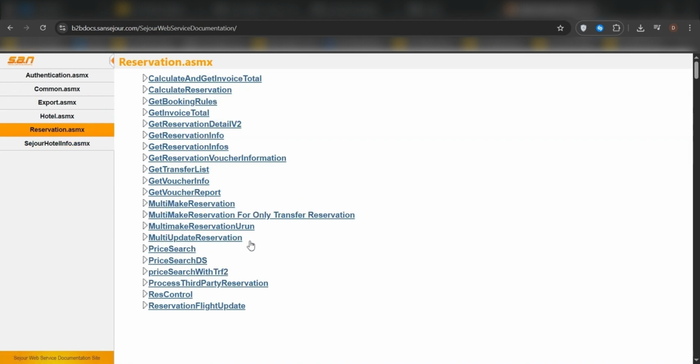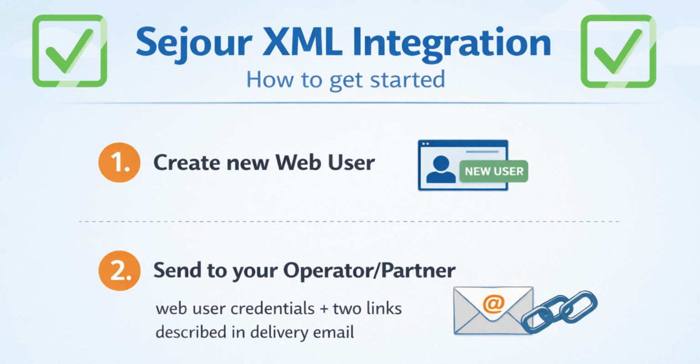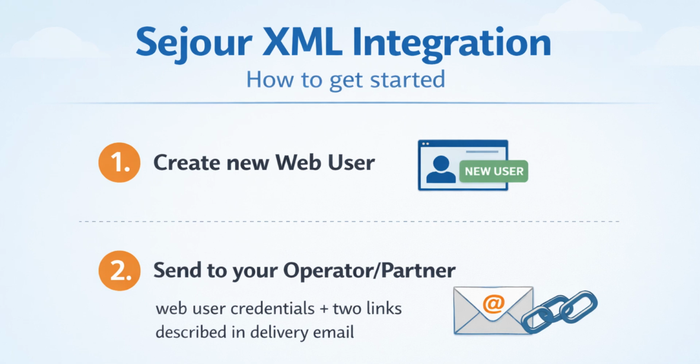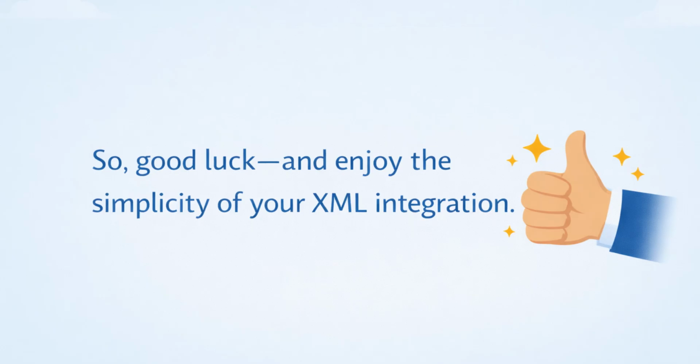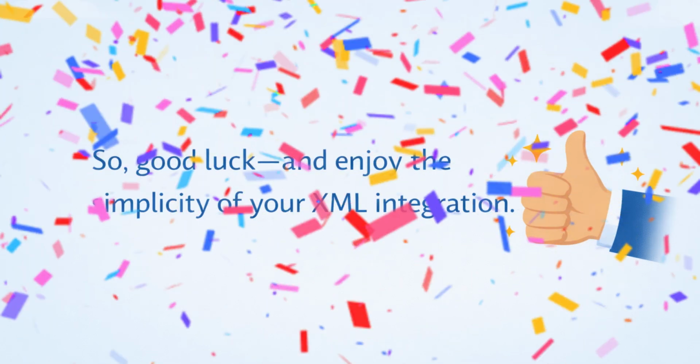Once you've sent this email to your partner with these 3 key items, everything is complete, and the integration is officially active. From this point on, no further action is required on your side. All activity, such as retrieving prices or sending bookings, will be handled entirely by your partner. And when it comes to integrations, that's truly the best part. So good luck, and enjoy the simplicity of your XML integration.